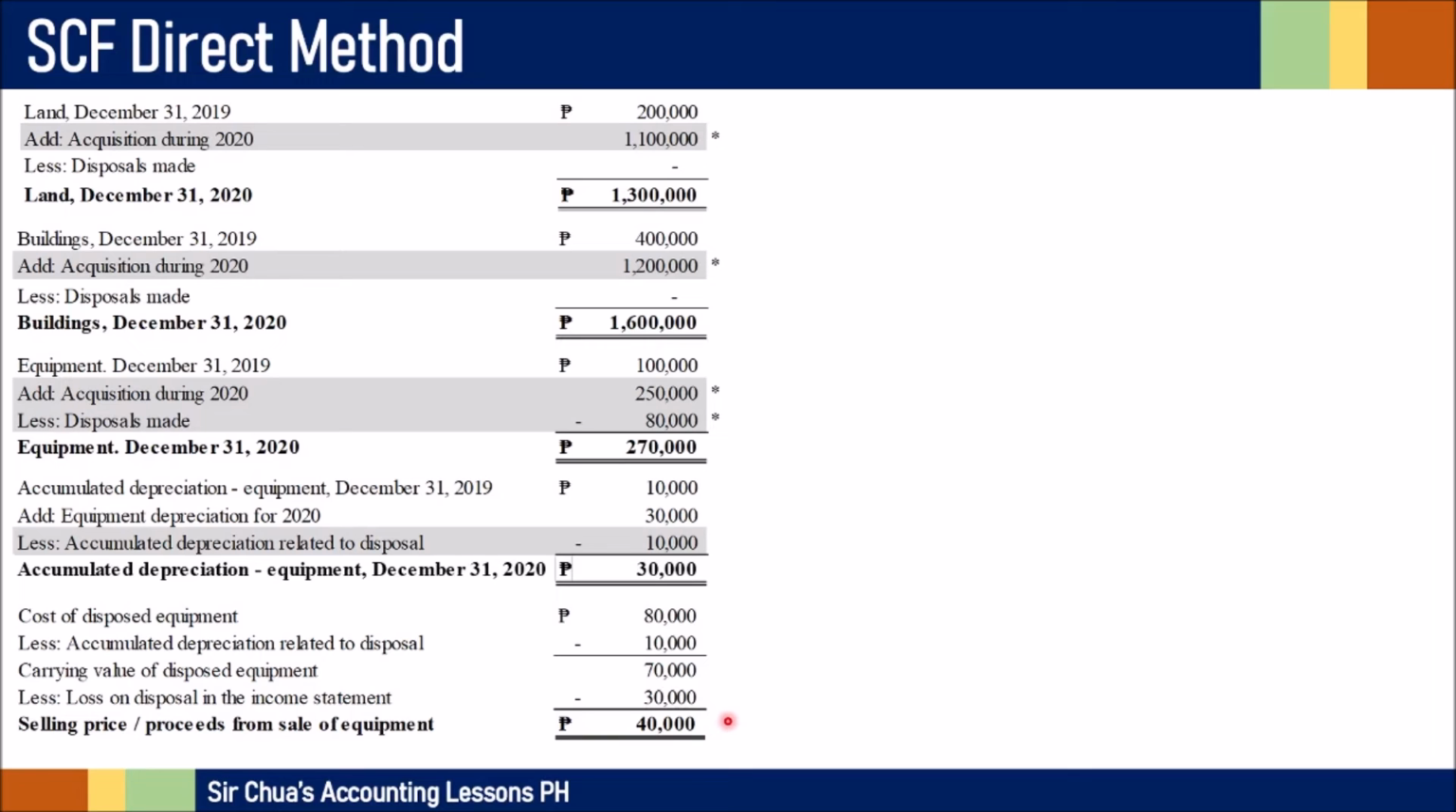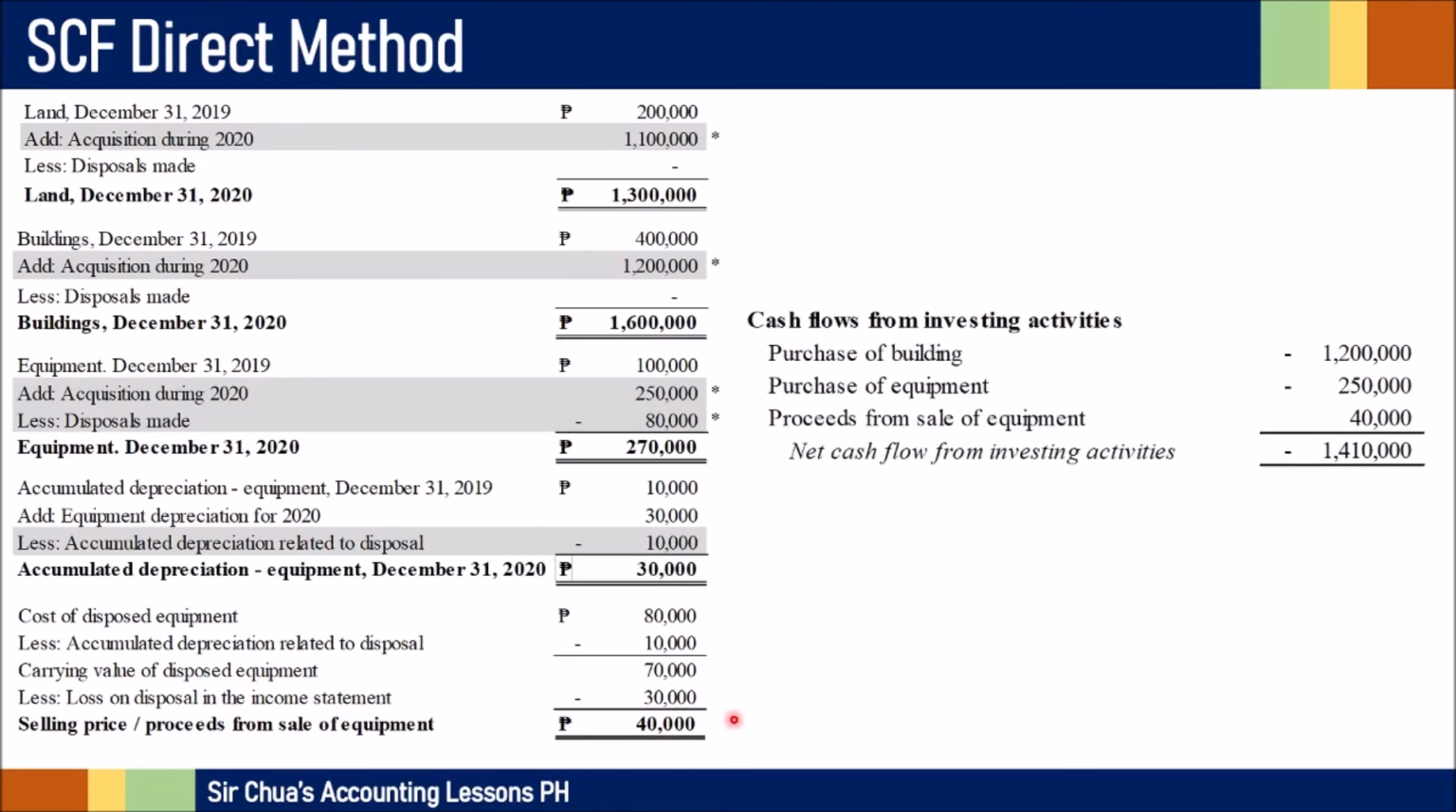Okay, so if you already have this information, then you can now present your purchase of building, which is 1,200,000, and then your purchase of equipment, which is 250,000, and any proceeds that you get from the sale of your equipment, which is 40,000. And again, this 1,100,000 increase in land is a purchase of land through a non-cash activity, which is the issuance of bonds. So you don't present that here in your investing activities.